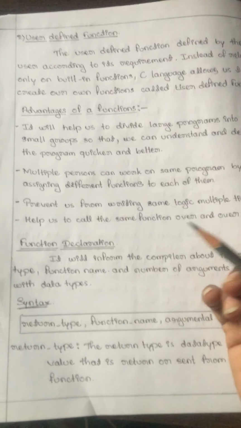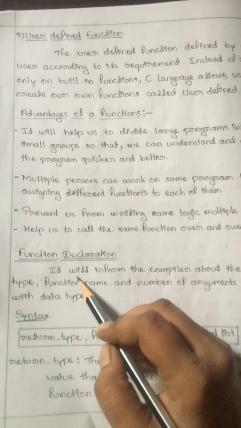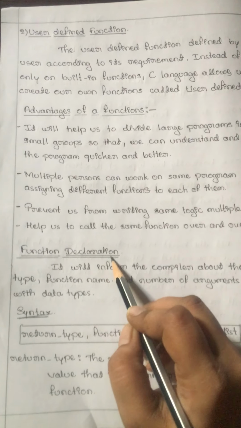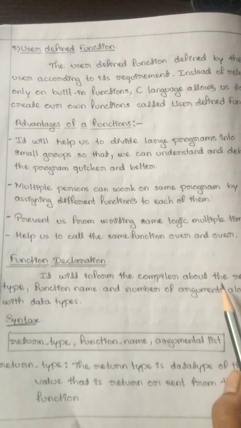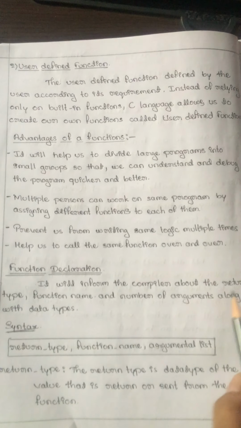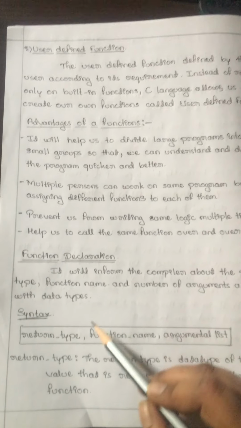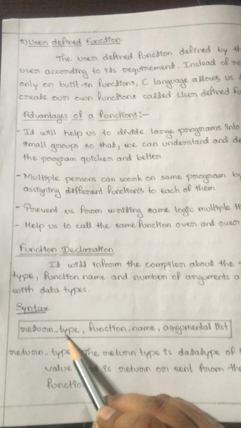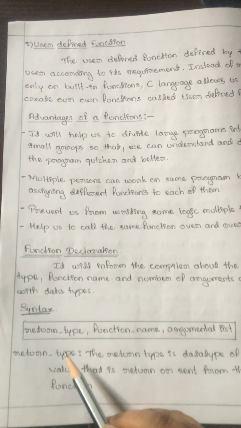The question is, how can I use it in my C program? Before that, we should learn how exactly we can declare a function. The function declaration starts with a return type, function name, and the number of arguments along with the data types. So the syntax for the function declaration is: first we have to declare the return type, the function name, and the argument list.